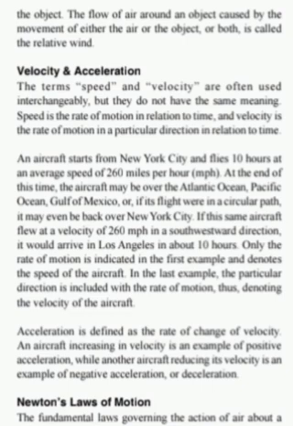Only the rate of motion is indicated in the first example and denotes the speed of the aircraft. In the last example, the particular direction is included with the rate of motion, thus denoting the velocity of the aircraft. Acceleration is defined as the rate of change of velocity. An aircraft increasing in velocity is an example of positive acceleration, while another aircraft reducing its velocity is an example of negative acceleration or deceleration.